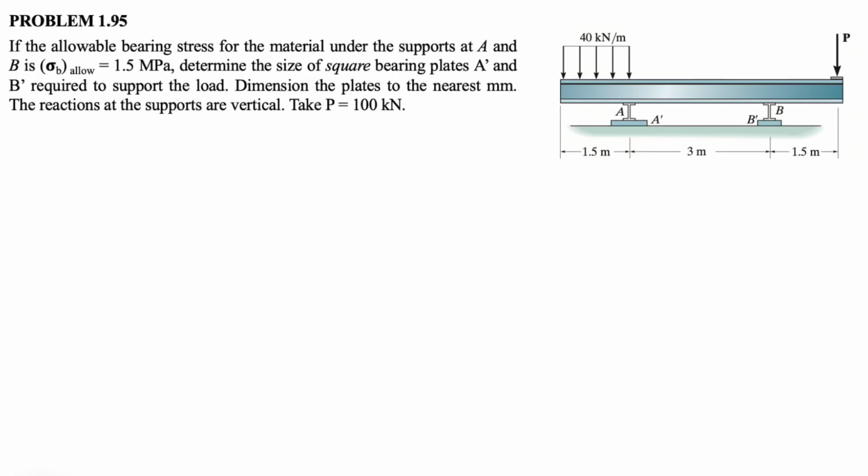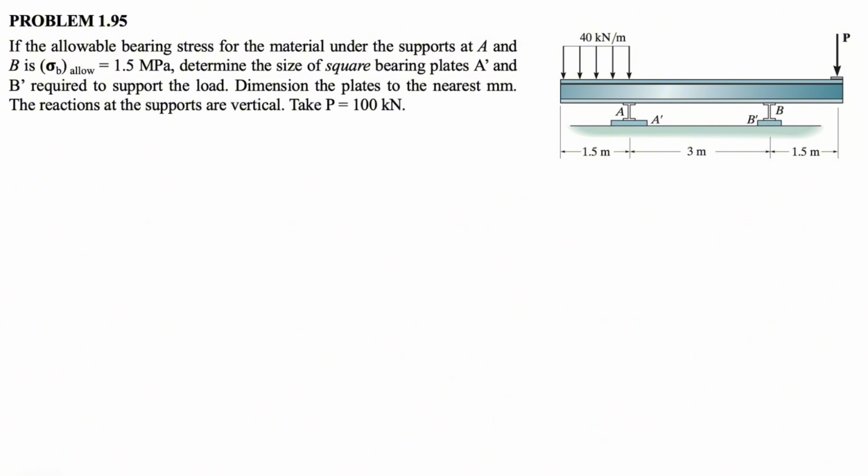We're going to be solving question 1-95 from the first chapter of Hibbeler's textbook, Mechanics of Materials. We know the allowable bearing stress for the material under the supports at A and B is 1.5 megapascal. We need to determine the size of a square bearing plate, A prime and B prime, required to support the load, and we're going to give the dimension of the plates to the nearest millimeter. The reactions at the supports are vertical, and we know that P is 100 kilonewton.